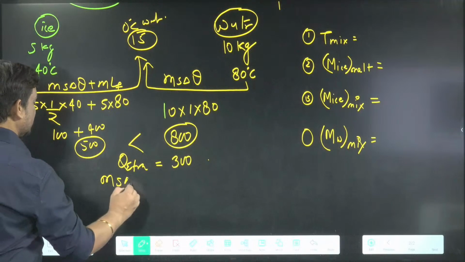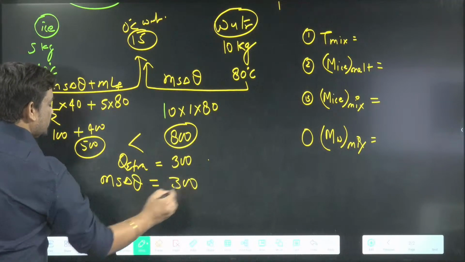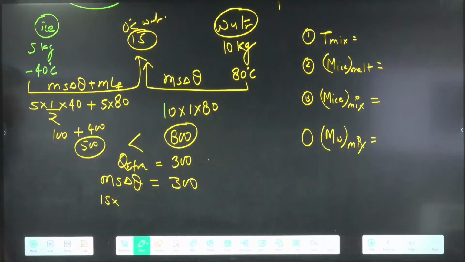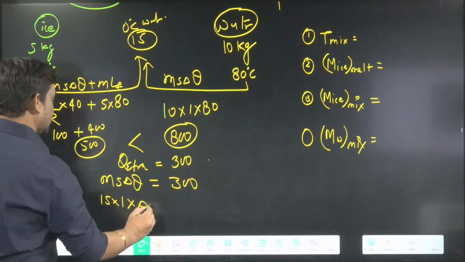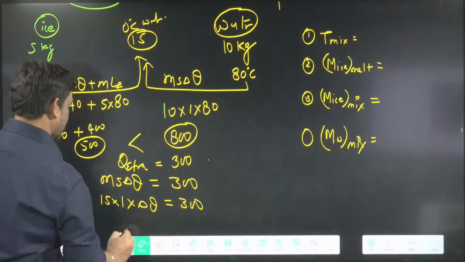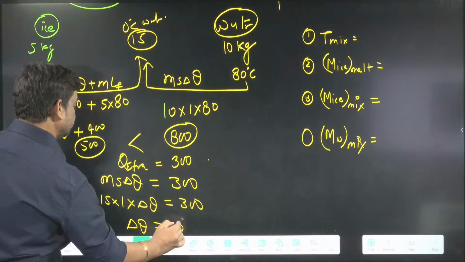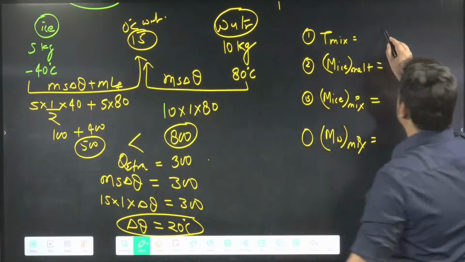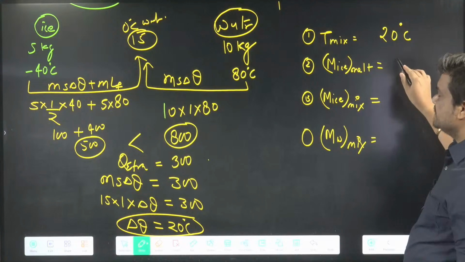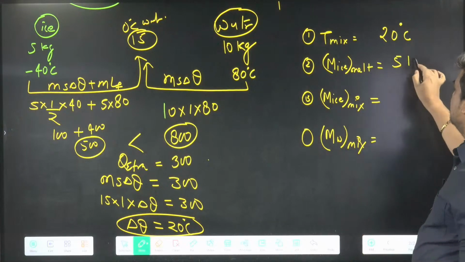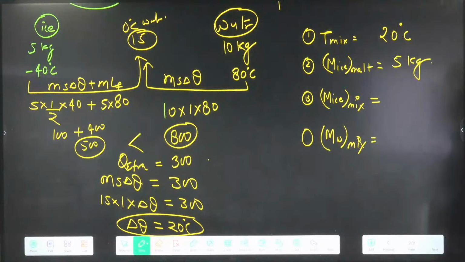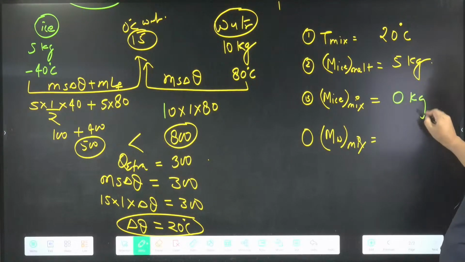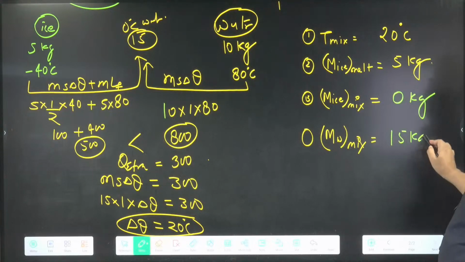So we'll be writing ms delta theta equal to 300. So mass I can use 15. Again, this is the 15 gram I am taking. S will be 1 into delta theta, so equal to 300, and delta theta we can say how much here? 20 degrees Celsius. Okay, so we can say temperature change 20 degrees Celsius. Total ice will melt. How much ice will melt? Now here answer we can write in the kg, 5 kg. Okay, here we can write 5 kg. There will be no ice left, and total water we can say this is the 15 kg.